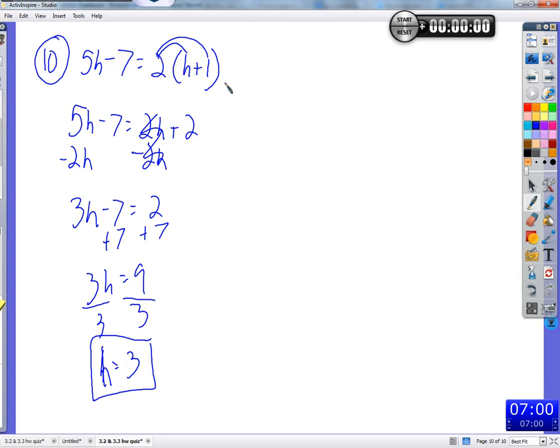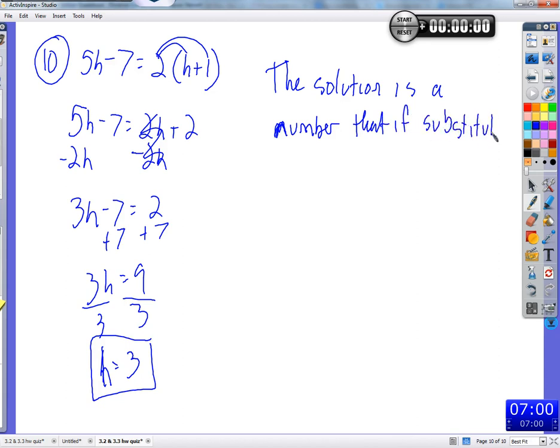That's it. If you don't know that, if you're not paying attention, you should probably pay attention to what Hildy just said. Can you say it again, Hildy? The solution is if you replace H with the solution, both sides would be even. Exactly it, right? So the solution is a number that, if substituted for H in this problem, both sides would be equal.